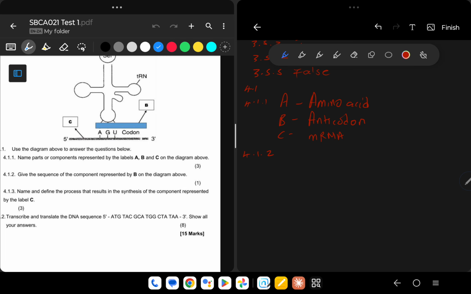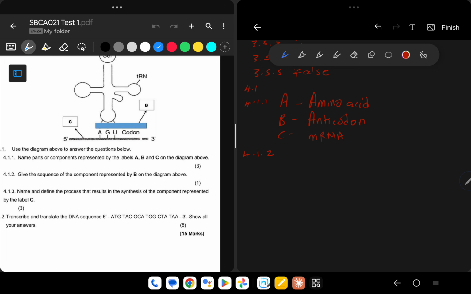Moving to 4.1.2, give the sequence of the component represented by B on the diagram above. They want the sequence. We know that the sequence is basically the opposite of what we see on the mRNA, so they must complement each other. This means A will be U in the anticodon, G will be C, and U will be A. But here is a catch. You also have to indicate the direction.